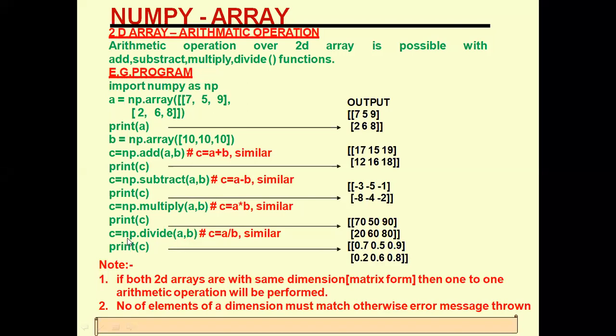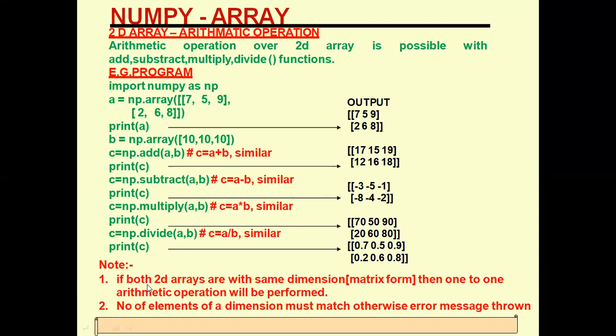So now come to the next point. It is divide. Divide is also a function. So first a and b will be divided. So it will become 0.7, and after that 0.5 and 0.9. These are all the values after division. So anything which you are storing in an array can be added, subtracted, multiplied and divided by using a 2D array or numpy.